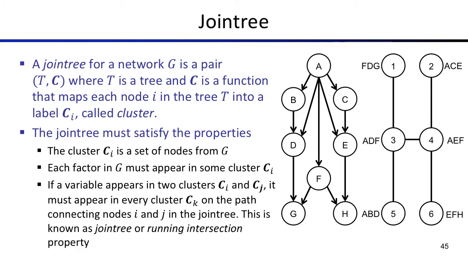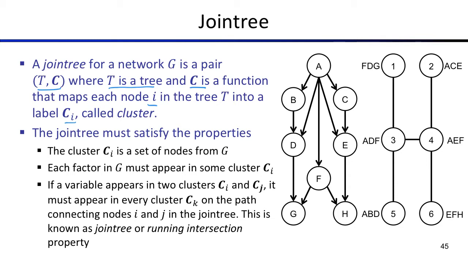So here we have the definition of a Jointree and also some properties that a Jointree must satisfy. Let's start with the definition. The Jointree for a network G is a pair T and C where T is a tree. It's important that the Jointree, not surprisingly, is a tree, so we cannot find cycles in this structure. And C is a function that maps each node i in the tree into a label Ci, called a cluster.